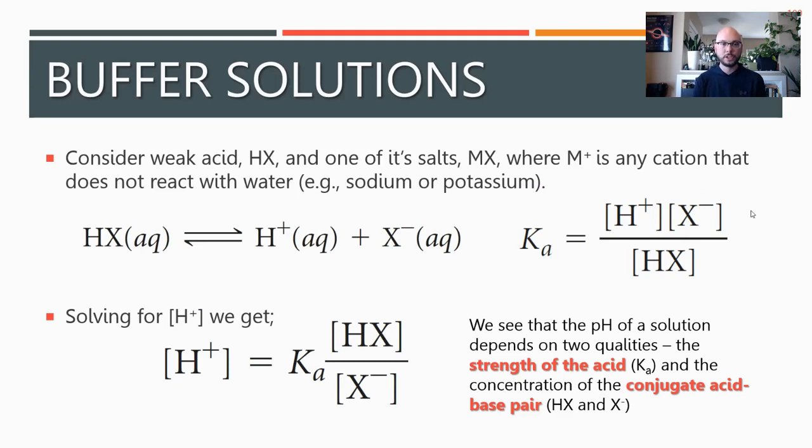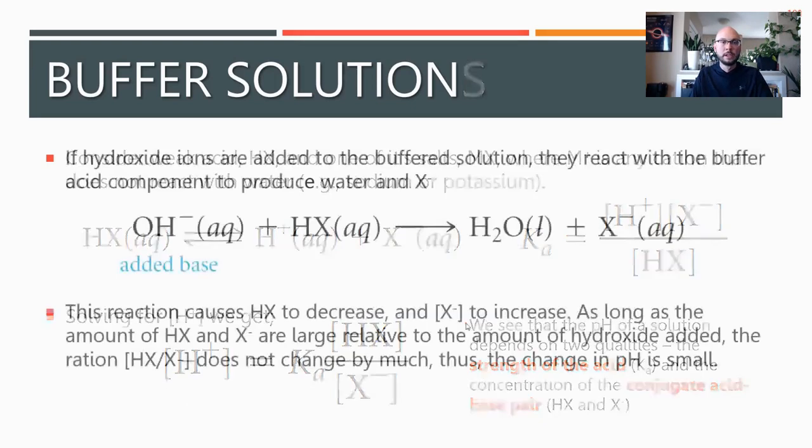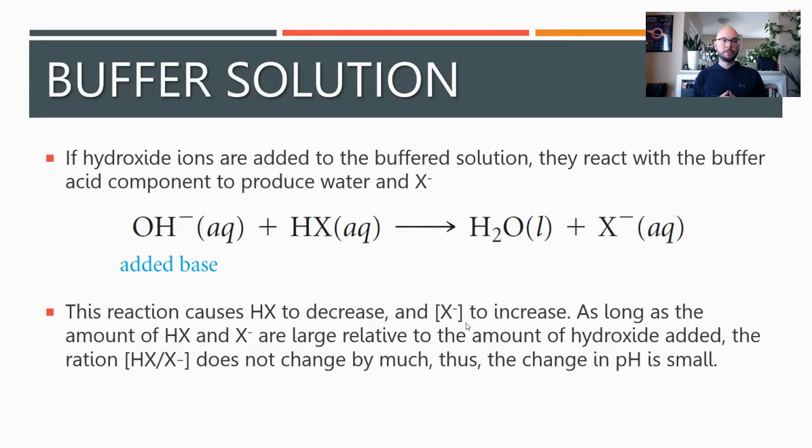So when we rearrange the equation, we can see that the concentration of H plus is equal to the Ka multiplied by HX over X minus, right? So it's just simple algebra to move that around. When we have hydroxide ions added to our HX, what we get is water being produced and that anion that can drive that reaction backwards.